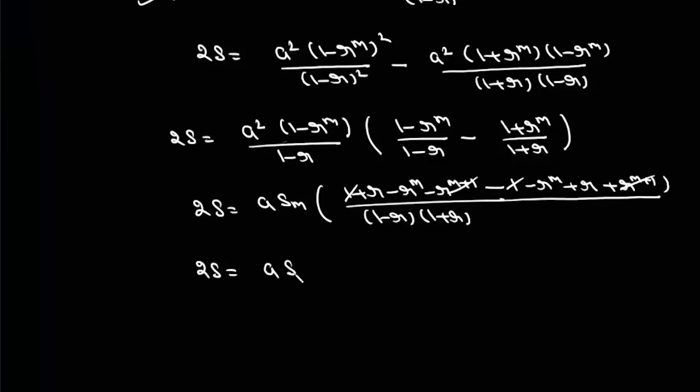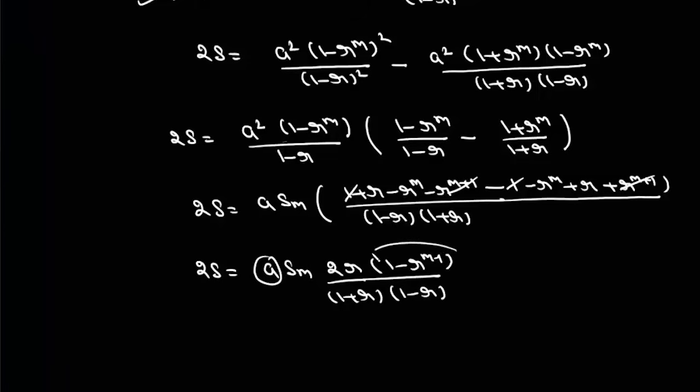So we can write this as 2S equals a Sm, and here we'll take 2 common and we'll also take r common, and there will be (1 minus r to the power m minus 1) upon (1 plus r) into (1 minus r). Now this a (1 minus r to the power m minus 1) upon (1 minus r) is nothing but S(m minus 1), and this 2 and 2 will cancel. So we'll get S as Sm into S(m minus 1), and then we also have this r upon 1 plus r, which is what we need to prove in this question.